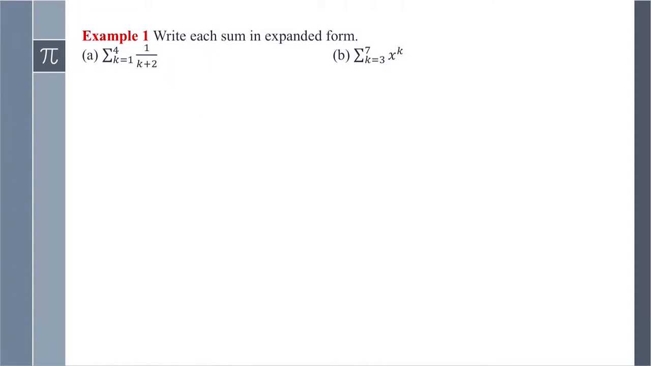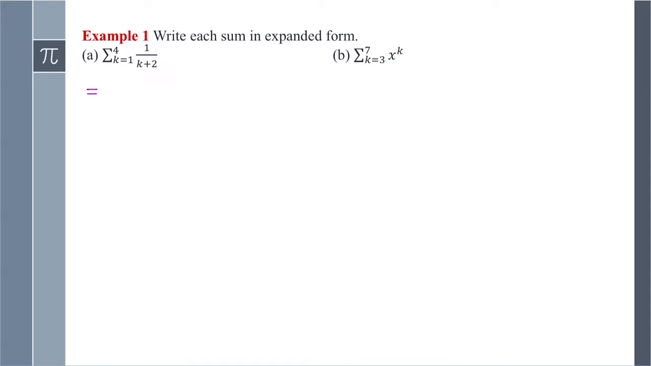Here we have a sum written in sigma notation, and we are just going to write it in expanded form. We start to substitute k from 1, and we go all the way up to 4. First we put k equals 1, that gives us the first term, then we put k equals 2, that gives us the second term, and we keep going until we reach k equals 4. Let's go ahead and list this.